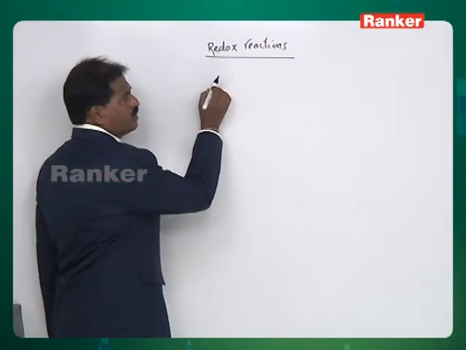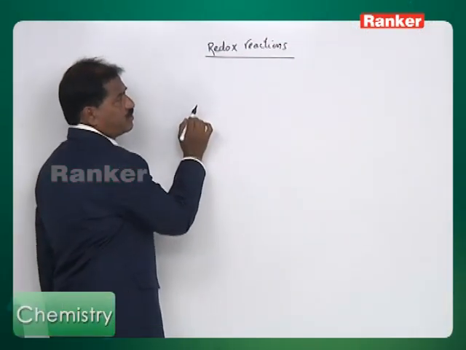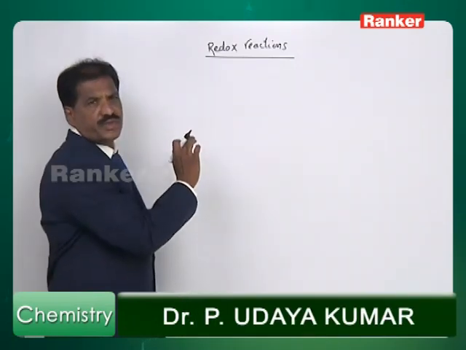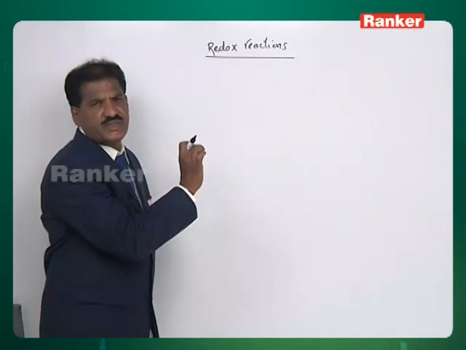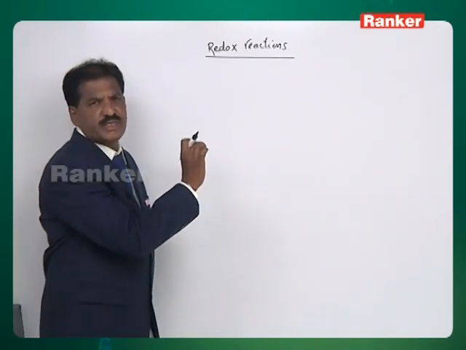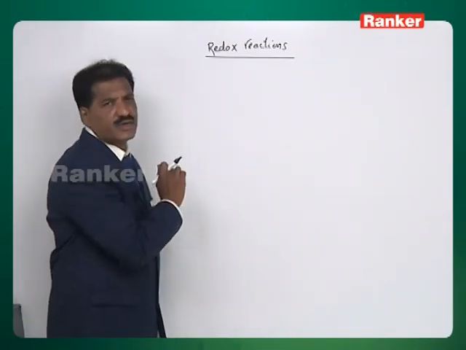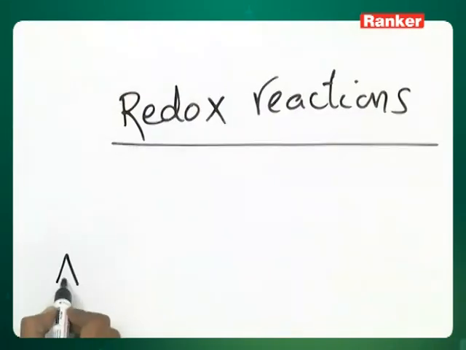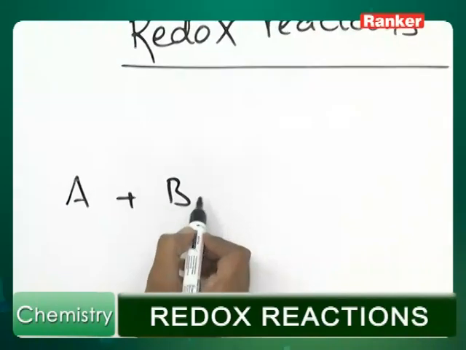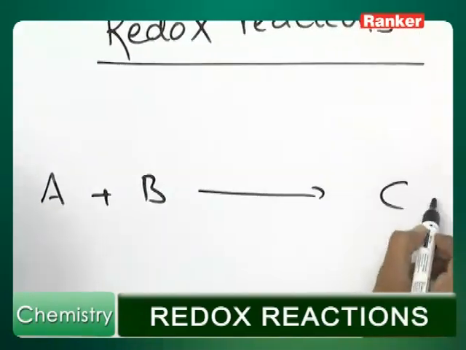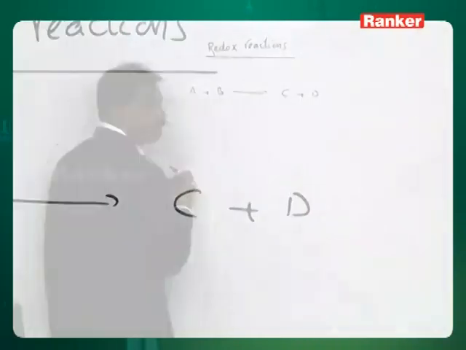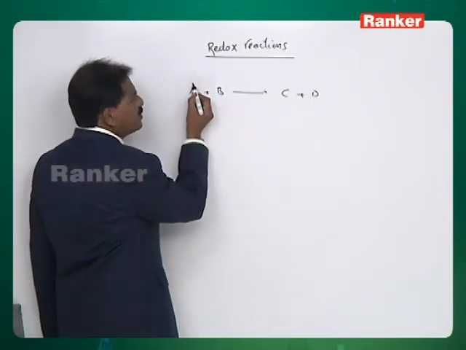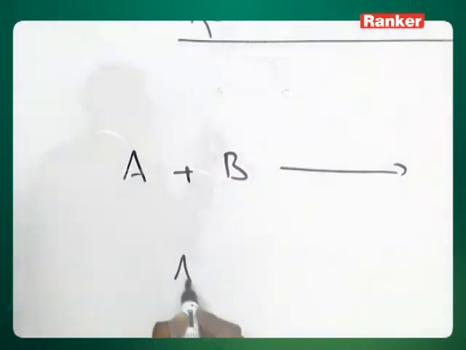Let us discuss redox reactions. First of all, what do you mean by a redox reaction? Any reaction in which exchange of electrons takes place between the reactants is called a redox reaction. Say, for example, A and B are reacting with each other to give, let us say, C and D. In this reaction, let us say A has lost the electrons.